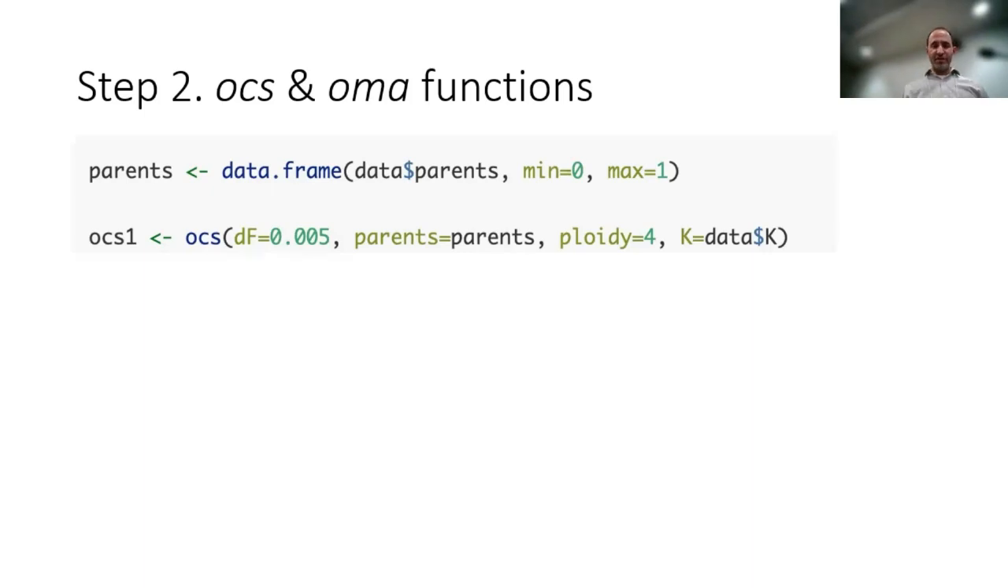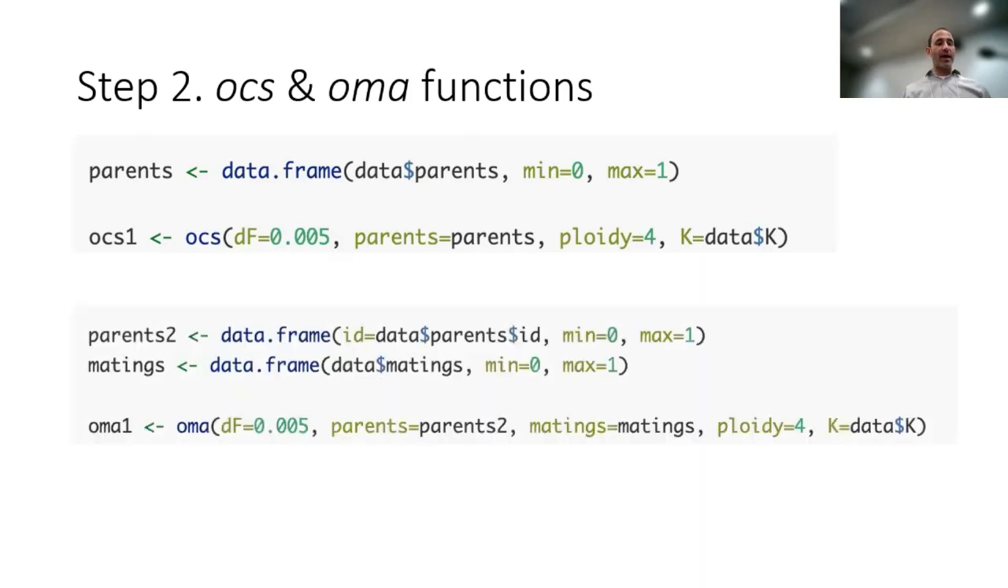Okay, so that's the syntax for OCS. It's what you see right there. And then OMA is very similar, the difference being that it now needs not just the parental limits, it also needs the limits for every mating. What's the minimum and the maximum that you will allow for any given possible mating? And again, if there's a reason why you want to have something different than 0, 1, you can do that. But here I'm just going to use those extreme values.